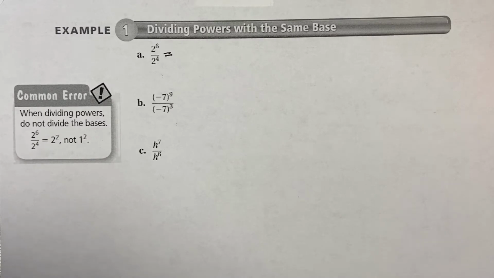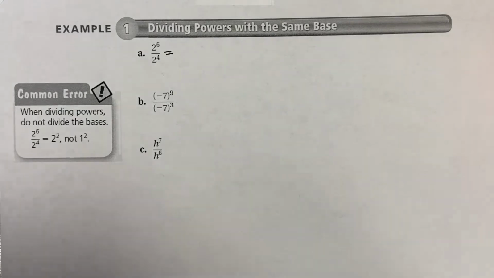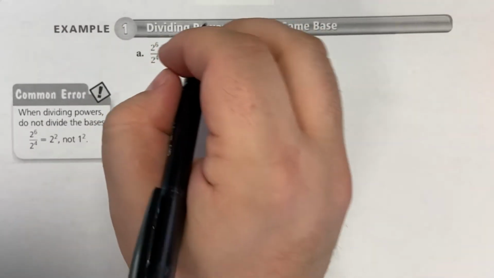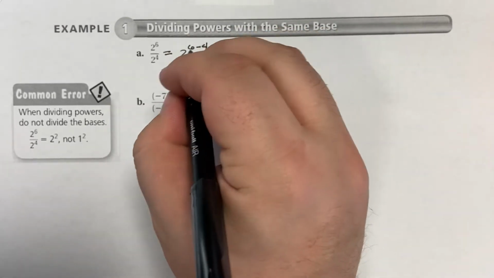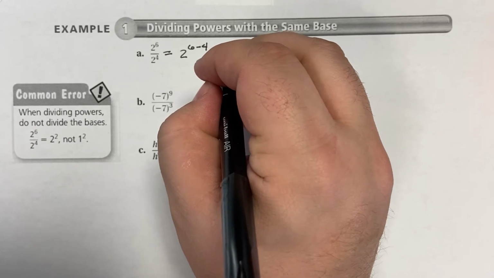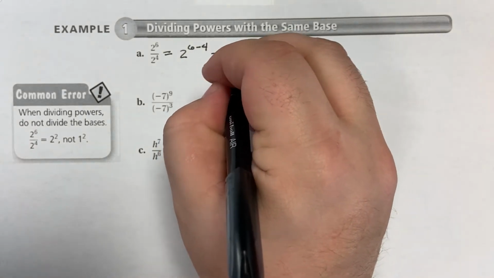The best way to think about this is, remember, when you multiply bases that are like bases or identical bases, you add the powers. The opposite of multiplying is dividing, and the opposite of adding is subtracting. So if we're doing the opposite operation to the bases, we have to do the opposite operation to the exponents. So that means this is 2, our base, and 6 minus 4. And so that's going to be equal to 2 to the power of 6 minus 4, which is 2 squared.